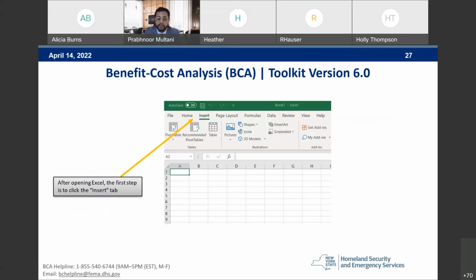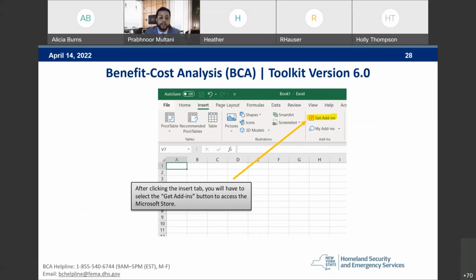Once you have downloaded that Excel template, go ahead and open it up. Once you are inside Excel, you will need to go into the Insert tab. Next step, please. Next slide, please. And then the next step. Once you go into the Insert tab, we'll be clicking the Get Add-ins button, and that will allow you to access the Office add-in store. Next slide, please.